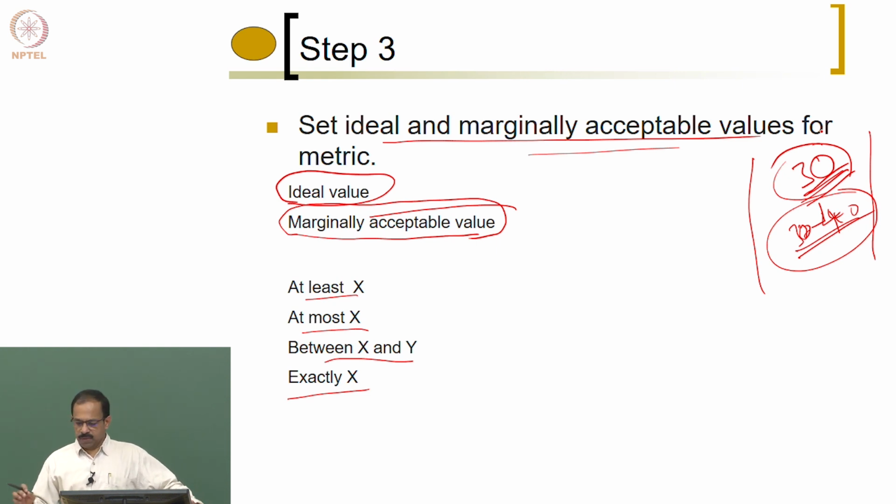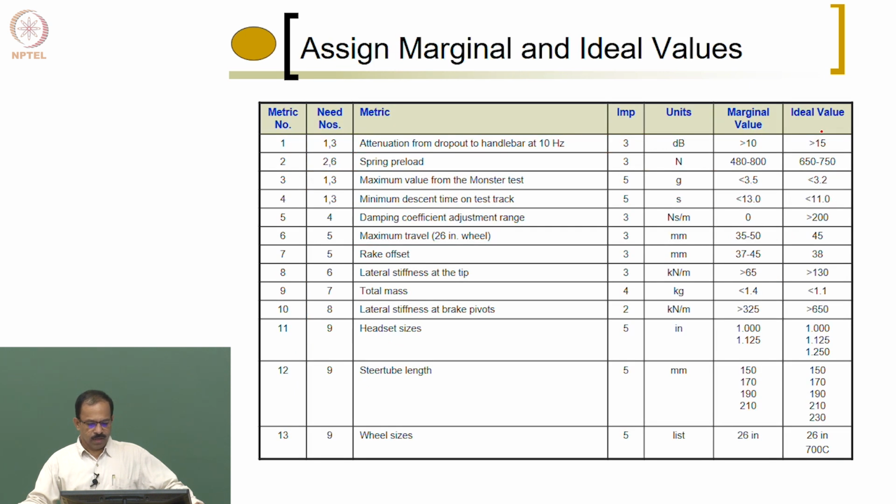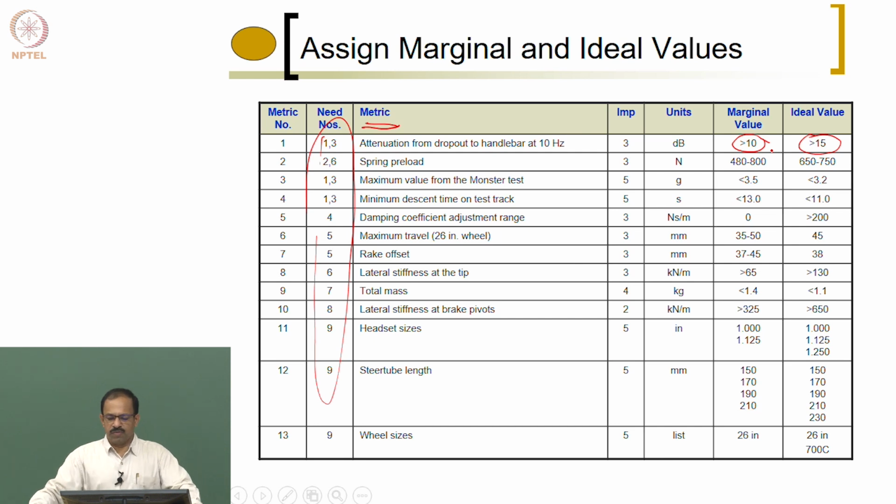Okay, fine. So this is the way it will finally look. Now you write each metric and say this is the metric and these are the needs which the metric is satisfying, and then you say okay, this is the marginal value and this is the ideal value. So 15 is the ideal value, you would like to have an attenuation of 15 dB, but anything above 10 should always be good. You should not go less than 10, otherwise you will not be able to satisfy the customer needs.